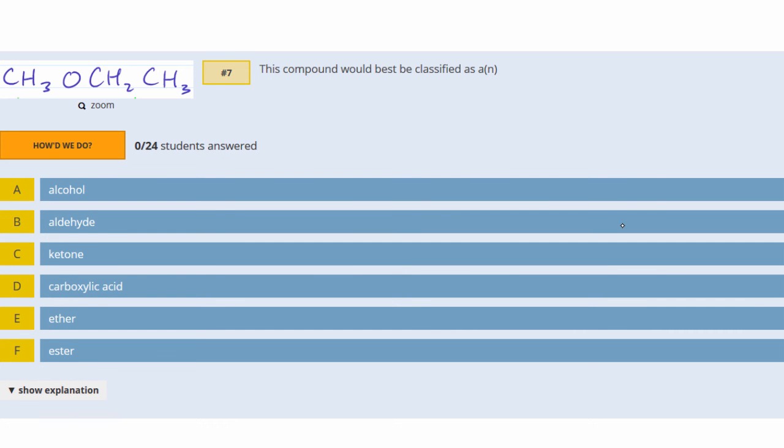Next up, we have this molecule right here. 5, 4, 3, 2, 1. This one here is an ether. It's an ether because we have an alkyl group surrounding this oxygen. We have an alkyl group over here. We have an alkyl group over here. So it's ROR as the general formula. ROR.